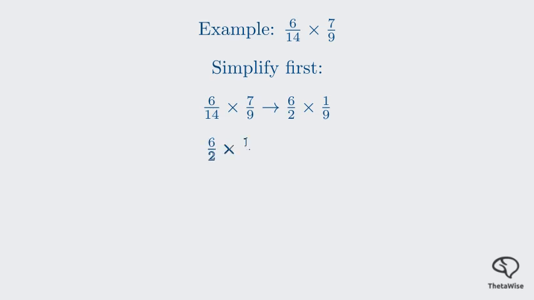Now, we can also see that 6 and 9 share a common factor of 3. We can cancel them out, leaving 2 and 3. Finally, the 2's cancel out, leaving us with 1/3. Simplifying first makes the number smaller and the calculation much easier.